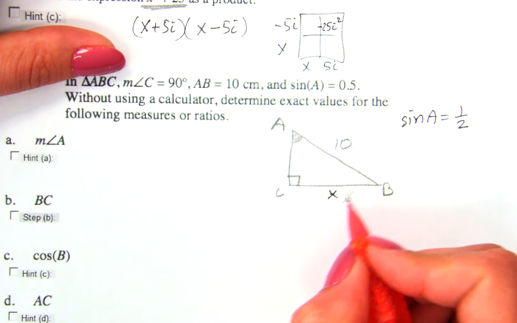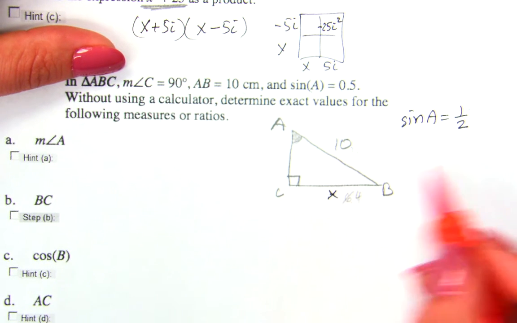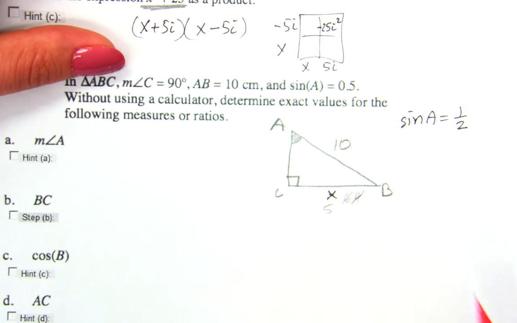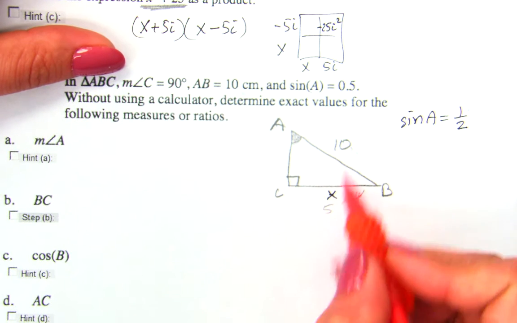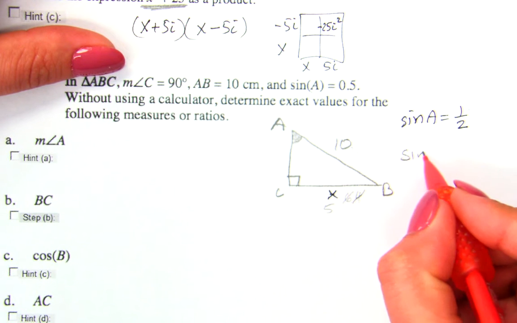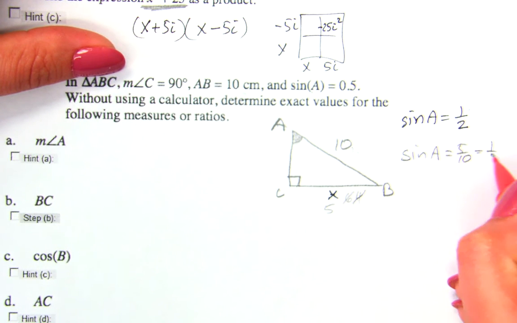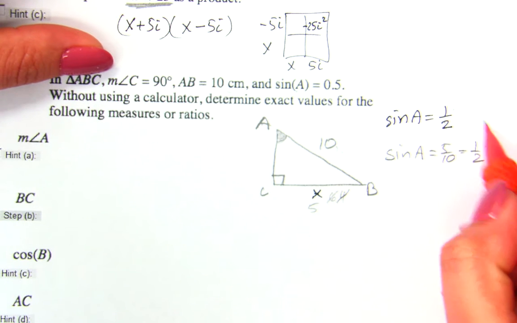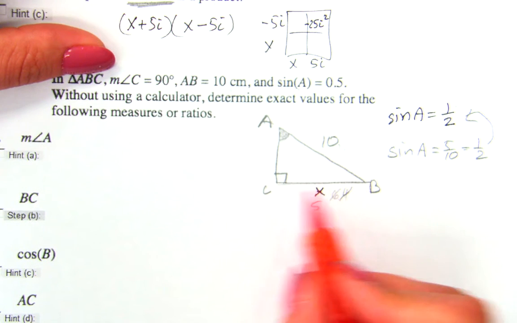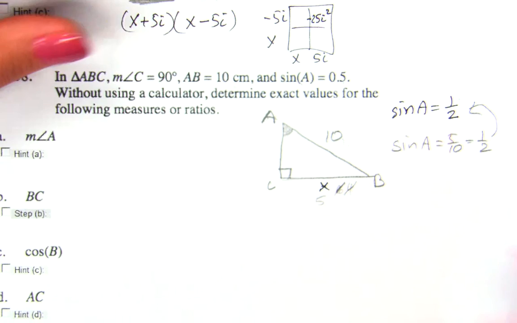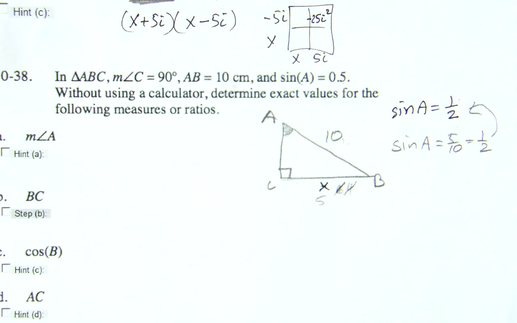So let's say it's 4. 4 over 10 is still not 1/2, so it's definitely not 4. Let's try 5. 5 over 10. Okay, there it is. Sine of A is 5 over 10, which is the same as 1 over 2. So technically, this side CB has to be 5, because there's no other option where sine of A has to be 1 over 2. So if CB is 5, that takes care of that.